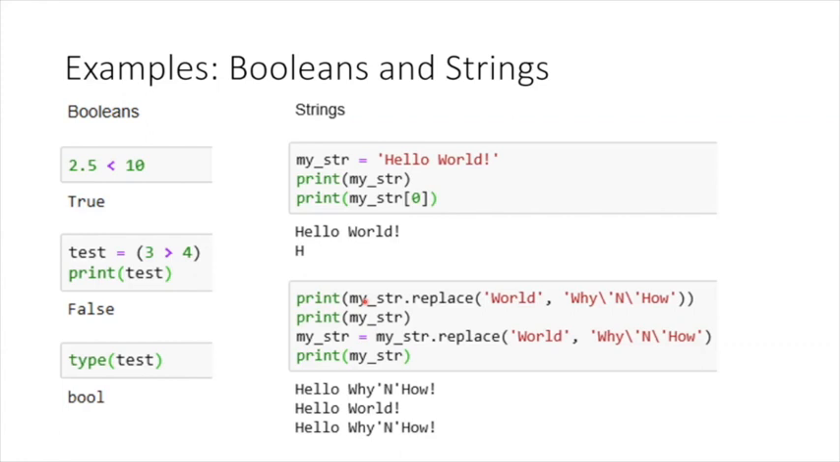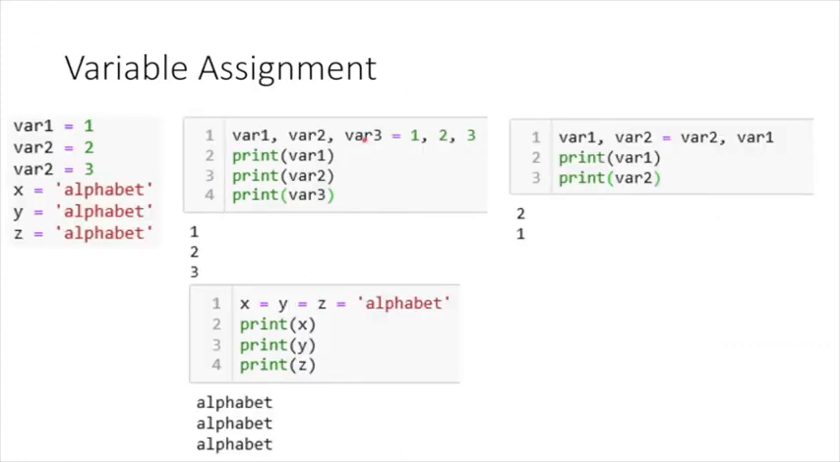Okay, moving on. Variable assignment. This is just some tips and tricks in Python. A lot of times you see people doing things like this in MATLAB or Python where they have multiple variables they need to instantiate at the very beginning of their script. So let's say you have var1 equals 1, var2 equals 2, var3 equals 3. And then you're also setting a few letters to the same variable.